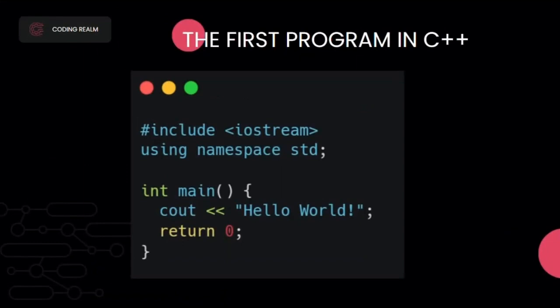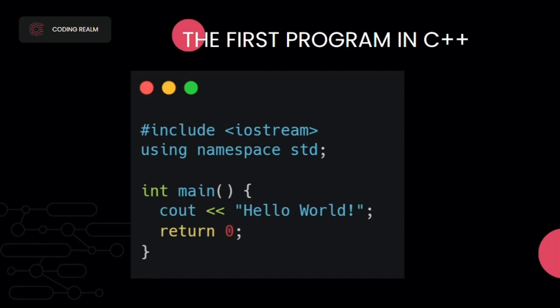And now let's together see the first program in the C++ programming language. This is the first program in C++. Hashtag include iostream, using namespace std, int main, cout, hello world, and return 0. Now let's explain this program. First of all, every C++ program starts with these three lines: hashtag include iostream, using namespace std, and int main. And I open the braces to write our code.